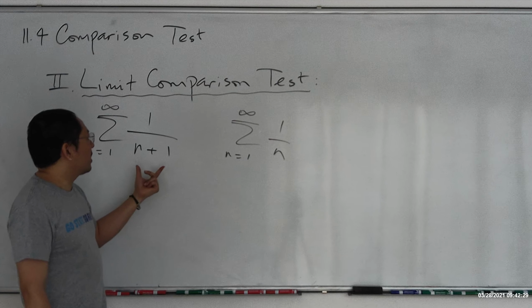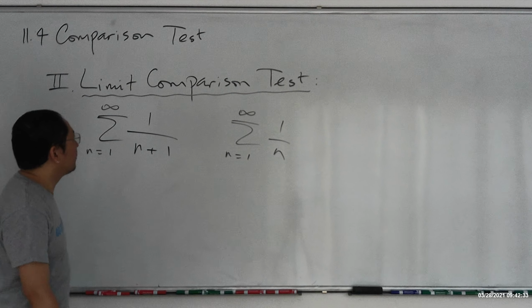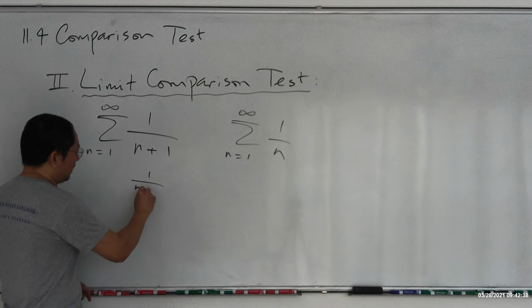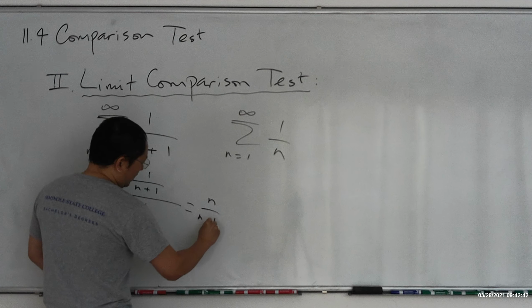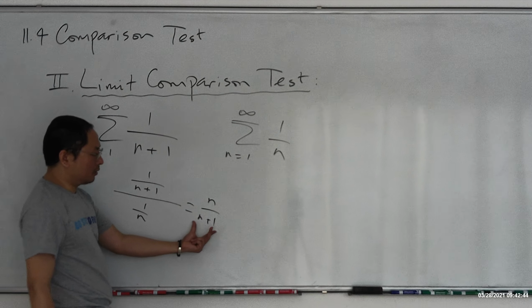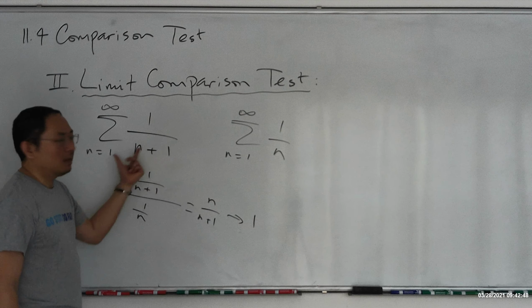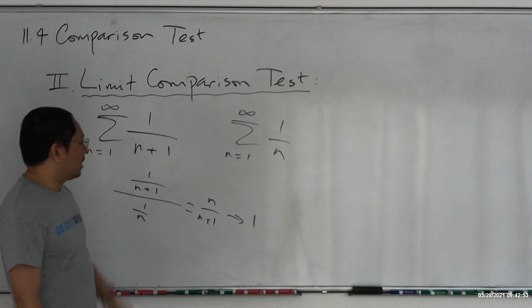You can use the comparison. I'm not sure about the comparison test, but I can use the limit comparison test. I can take the ratio 1 over n plus 1 divided by 1 over n, and this is n over n plus 1. And if I take the limit of that thing when n goes to infinity, this thing is going to go to 1. My c right here is 1, positive, so the two series are going to behave the same way. This is divergent, so that one is going to be divergent.